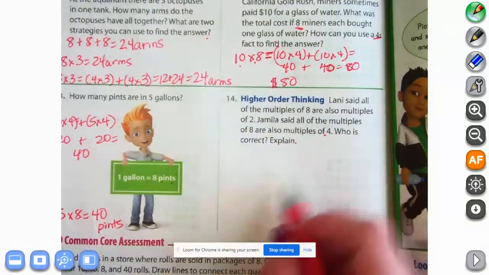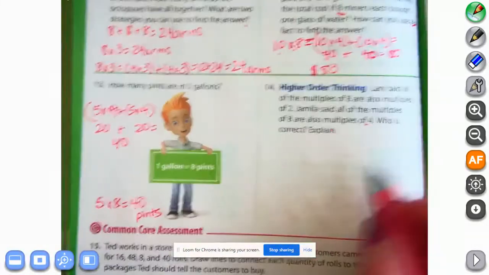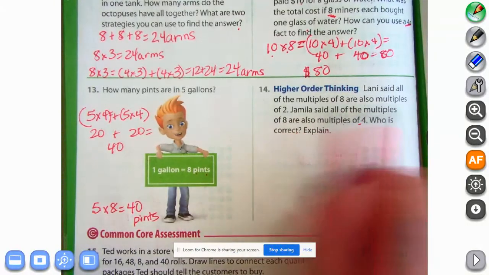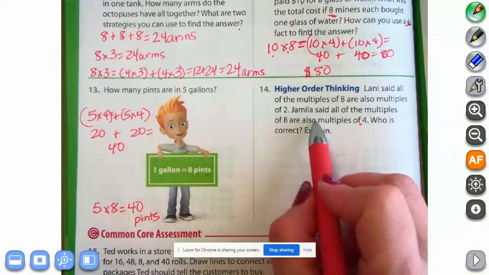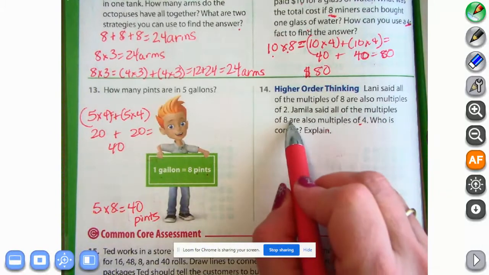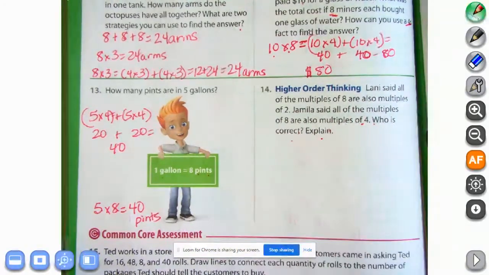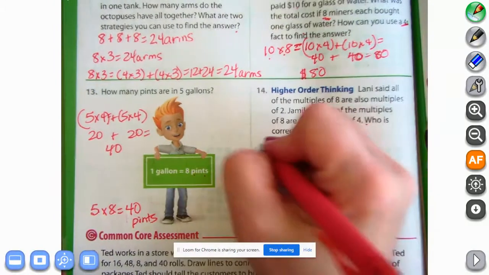All right, we're going to go to number 14. So pause if you need that one because we're going to move on. Lanny said all of the multiples of 8 are also multiples of 2. Jamila said all of the multiples of 8 are also multiples of 4. Who is correct? Explain. Okay, so let's do the multiples of 2.